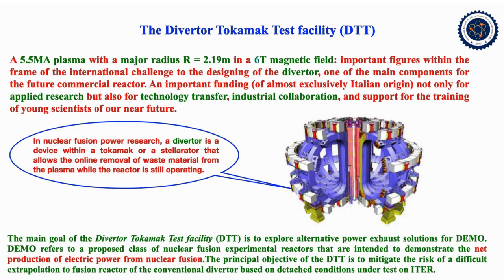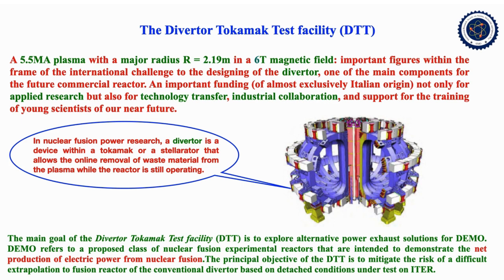Here I show you another tokamak, the Divertor Tokamak Test facility, which is under construction in Frascati, Rome, Italy. This is a tokamak, not a reactor, in the sense that there is no deuterium-tritium reaction. But the main goal of this tokamak is to test the different devices that will compose the next generation after ITER, the divertor.